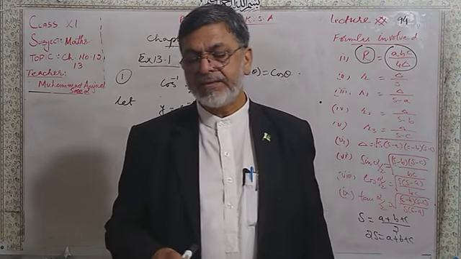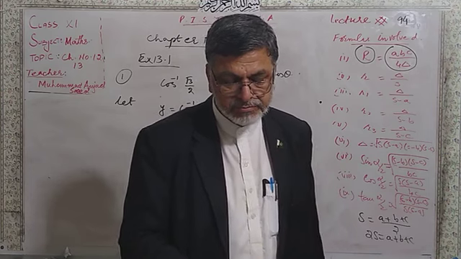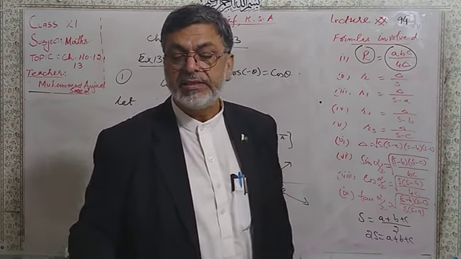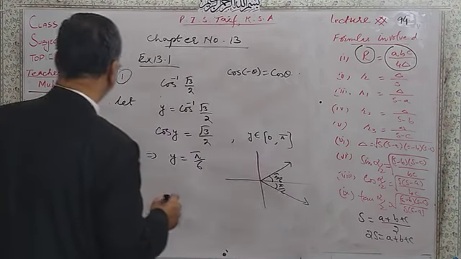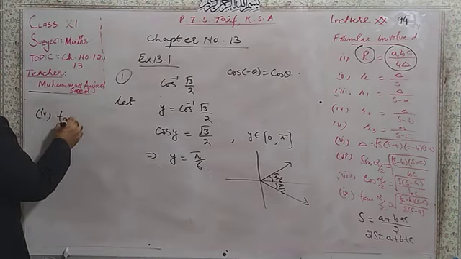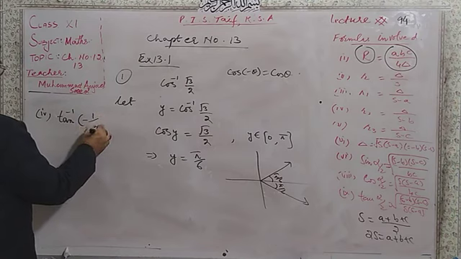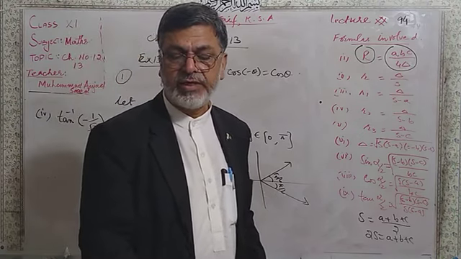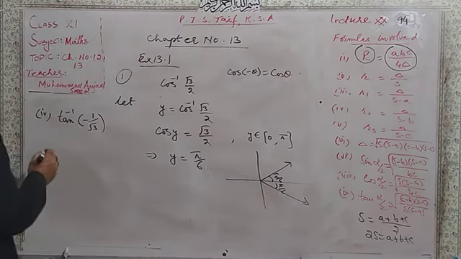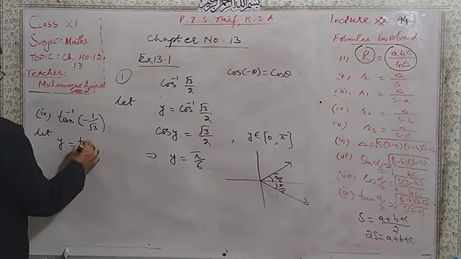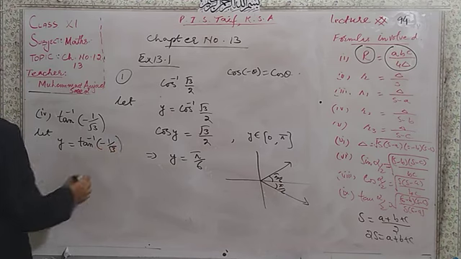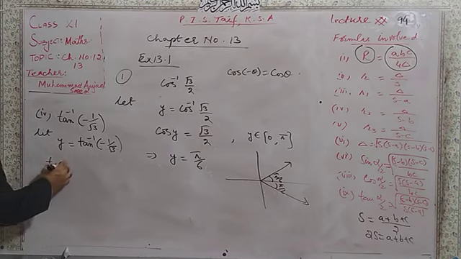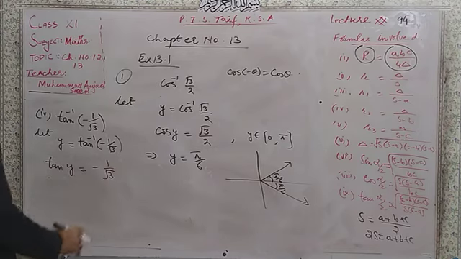Dear students, after that, we have tangent inverse of minus 1 over root 3. This is part number 4. Let y is equal to tangent inverse of minus 1 over root 3. Bring this tangent to the left hand side. Tangent y is minus 1 over root 3.